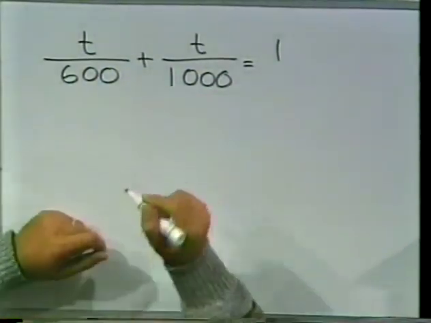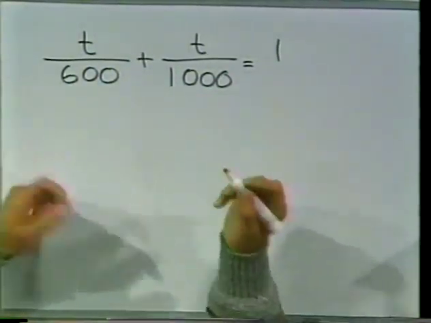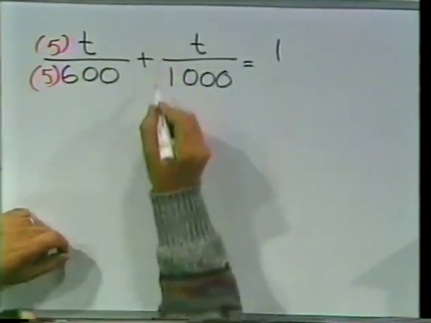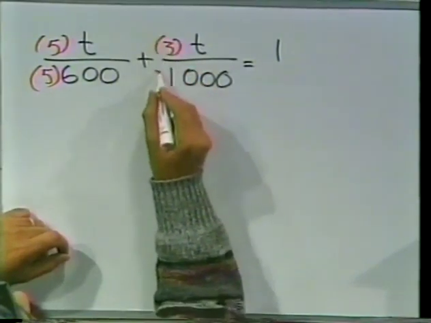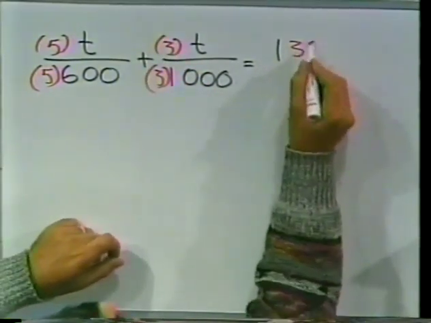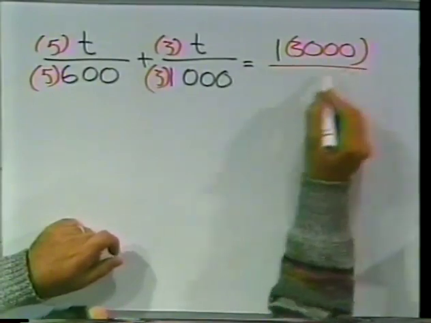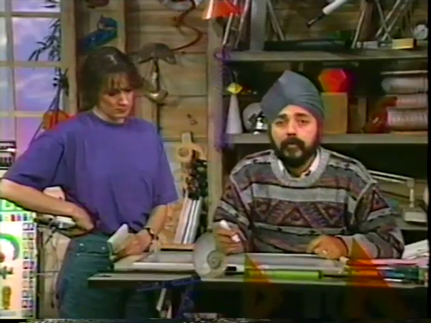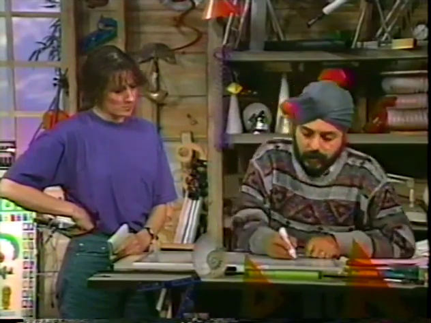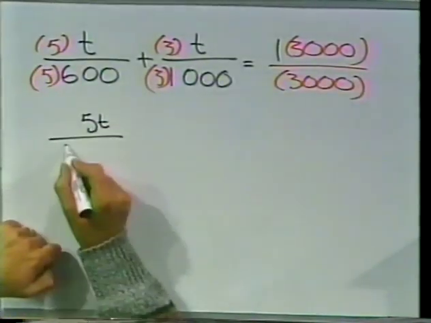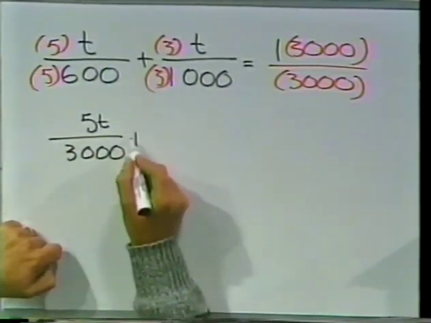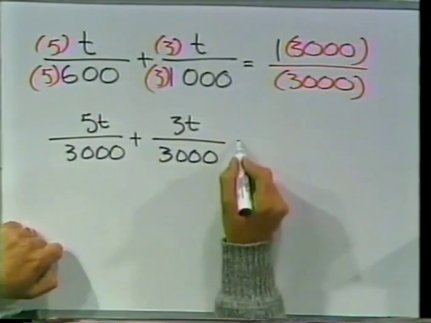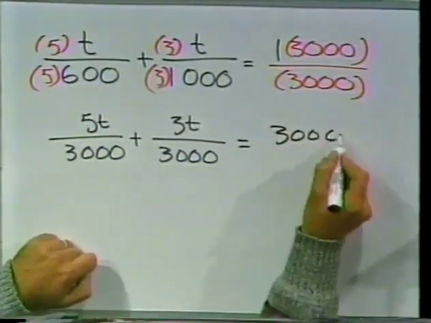So I rewrite the equation to obtain a denominator of 3000. I multiply the top and the bottom here by 5, the top and the bottom here by 3, and the top and the bottom here by 3000. When I multiply through, the equation now looks like this: 5t over 3000 plus 3t over 3000 is equal to 3000 over 3000.